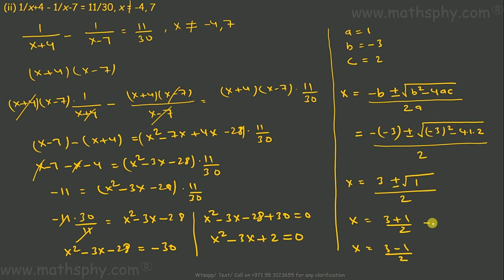3 plus 1 is 4, 4 over 2 is 2. 3 minus 1 is 2, 2 over 2 is 1. So roots are 2 and 1. That's the answer here. Alright.